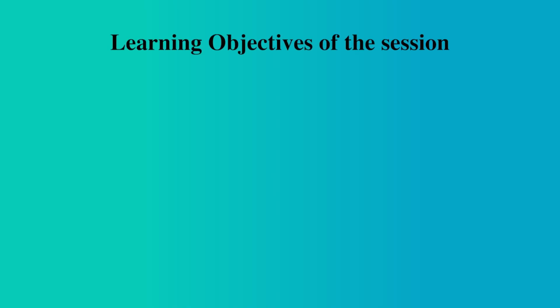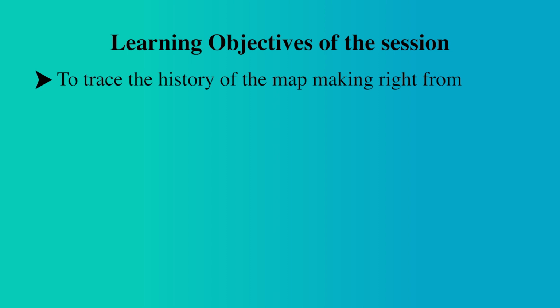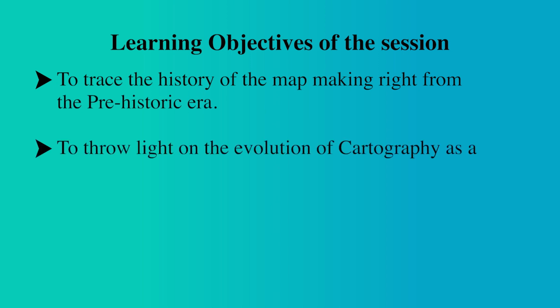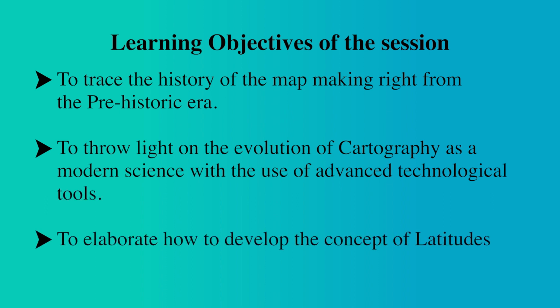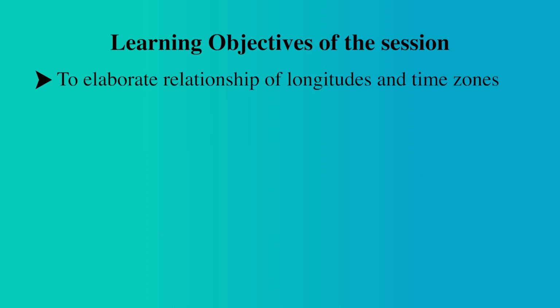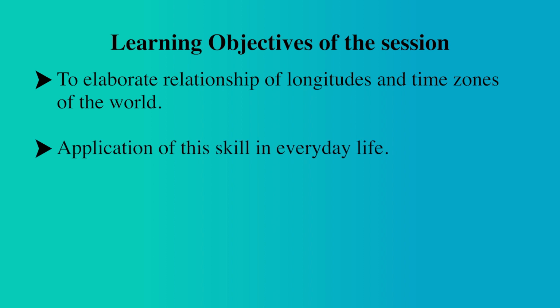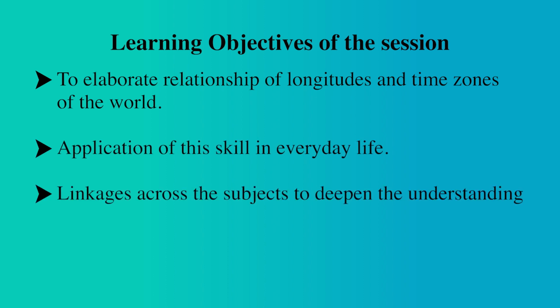Before we embark on this journey of understanding, let us get acquainted with the learning objectives of this session. The first one is to trace the history of map making right from the prehistoric era. Evolution of cartography as a modern science with the use of advanced technological tools. Discussing in detail about the latitudes and longitudes, one of the 5 basic elements of map making. Relationship of longitudes and time zones of the world. Application of this skill in everyday life and linkages across the subject to deepen the understanding of the concept.